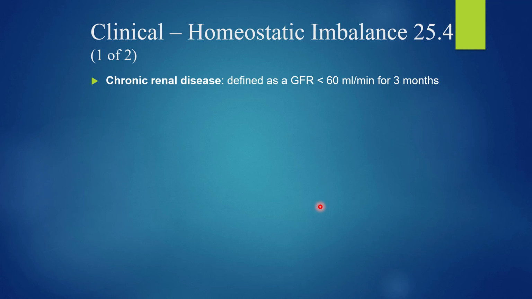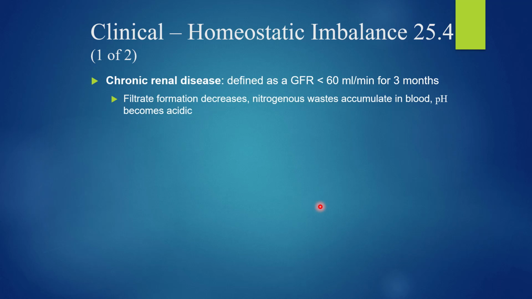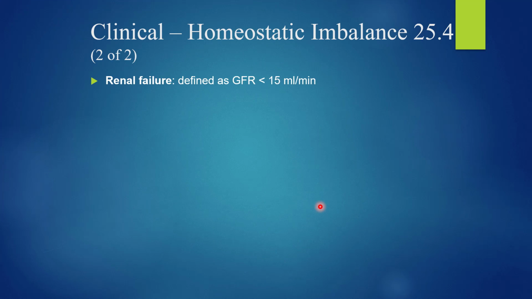So let's take a look at some chronic homeostatic imbalances. Chronic renal disease is defined as a glomerular filtration rate lower than 60 ml per minute for 3 months. And this is where you are not really producing so much urine. Filtrate formation decreases, nitrogenous waste accumulates in the blood, and the pH becomes acidic. They are seen in diabetes mellitus and hypertension, and is followed by renal failure.